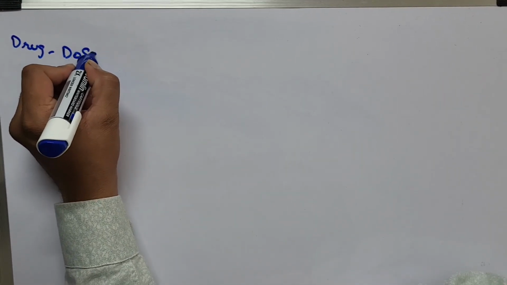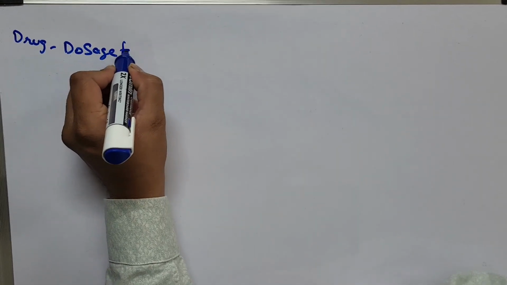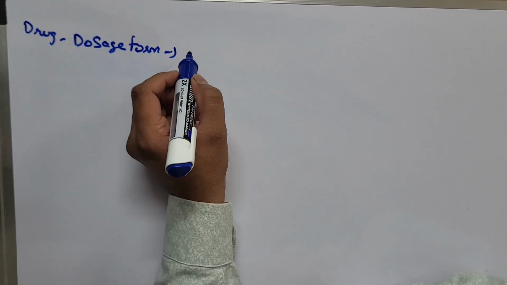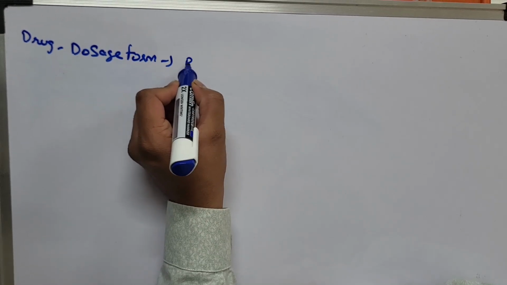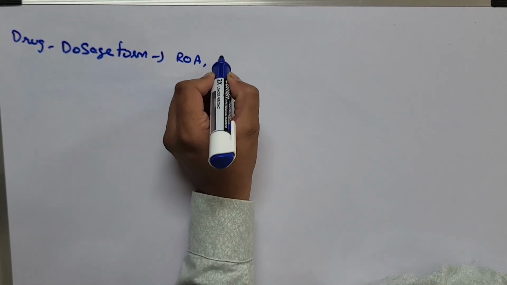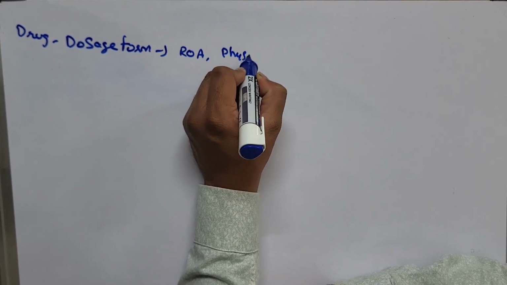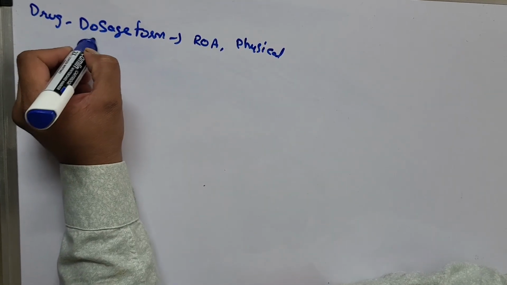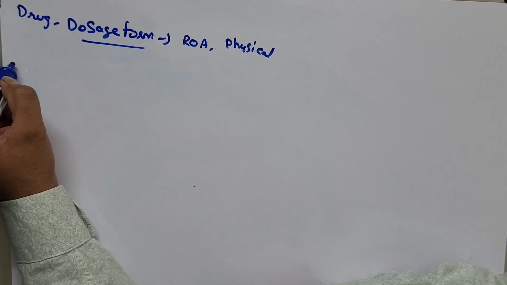Welcome to Enroute Pharma. Last class, I discussed what a drug is and dosage forms, and how the dosage form is converted depending upon the route of administration and physical form. Alright, so why do we need these dosage forms?